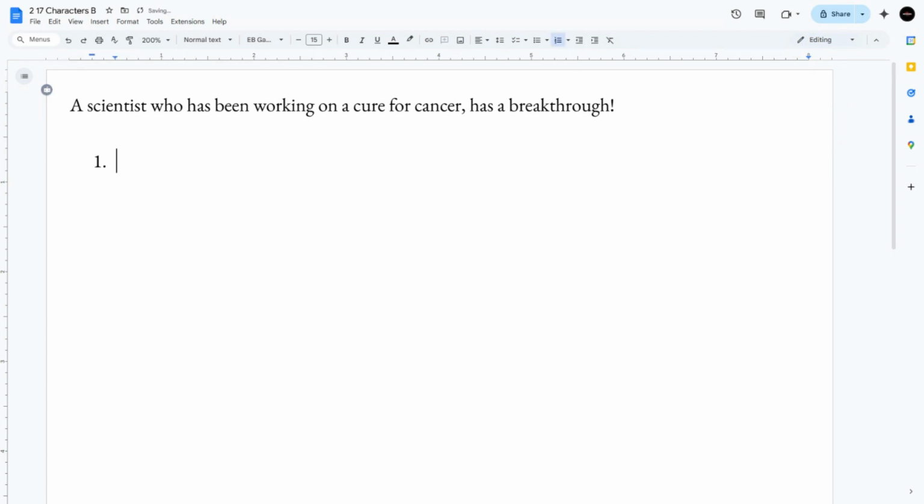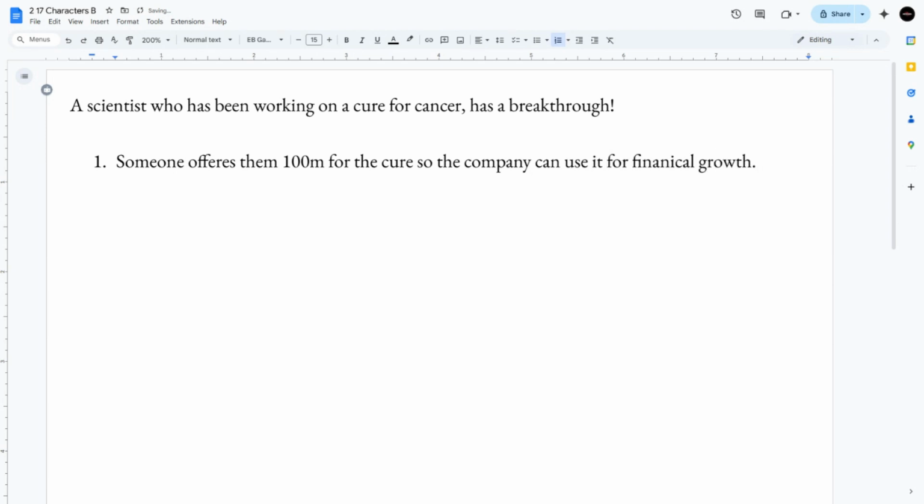Let's do it. The first one is maybe. Now, I don't know who they are as a person, so let's just create an idea. So the first idea is someone offers them money, let's say 100 million, sounds ridiculous, right? For the cure, so the company can use it for financial growth, right? Now, this allows us to see how they react. Are they like, money is worth more than the cure?